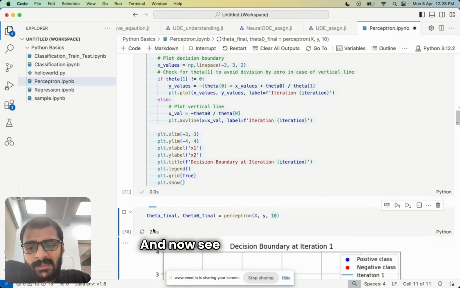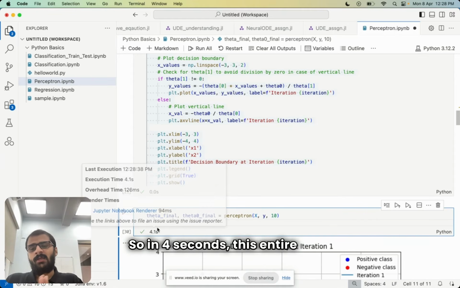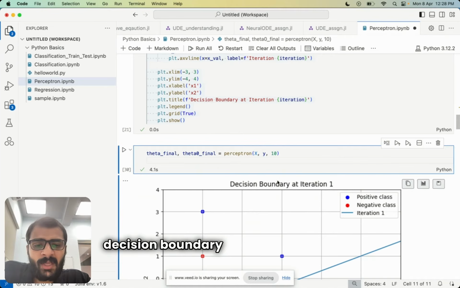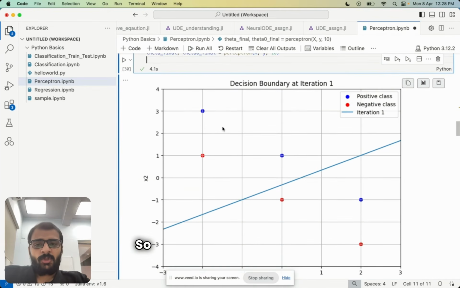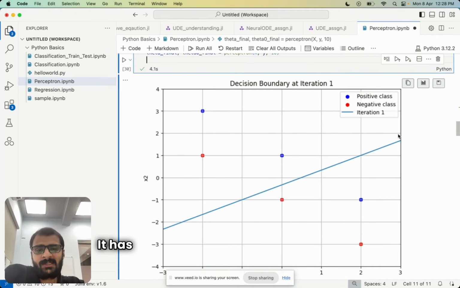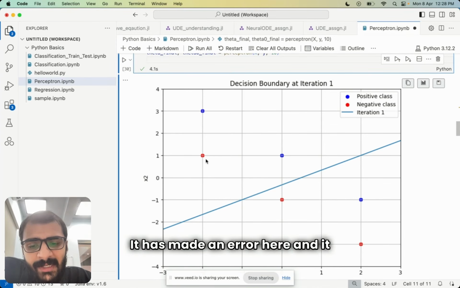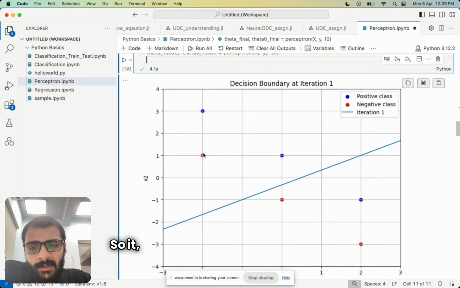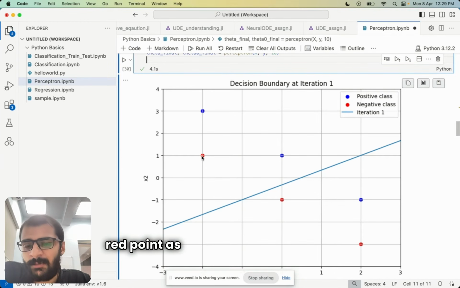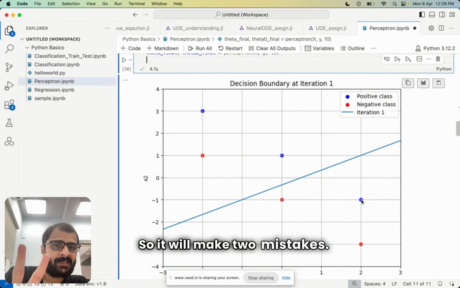And now see, you can see it's taking time, 3 seconds, 4 seconds. So in 4 seconds this entire code has been executed for 10 different times. So let us see the decision boundary after every iteration. So you can see that this is the first decision boundary and it is very bad. It has essentially made how many errors? It has made an error here and it has made an error on this point. So since the normal to this decision boundary is over here, it will classify this red point as positive and it will classify this blue point over here as negative. So it will make two mistakes.